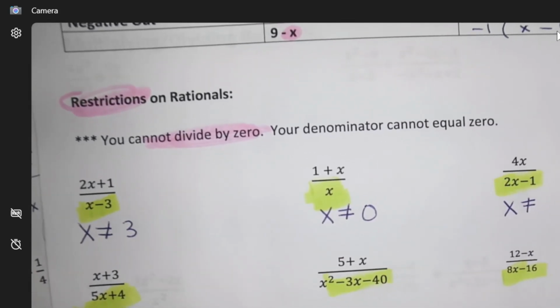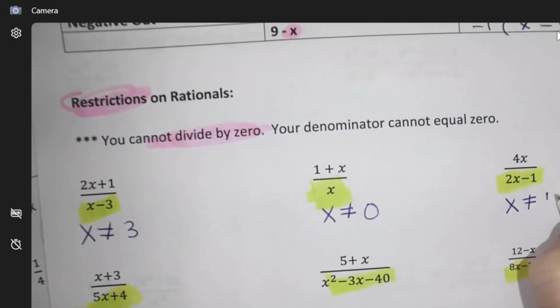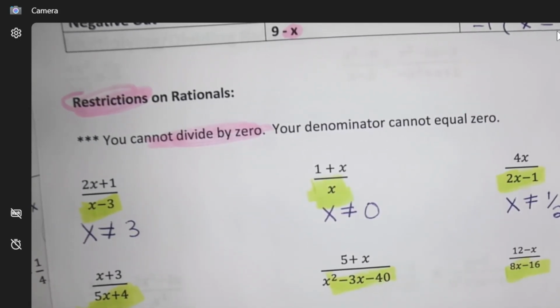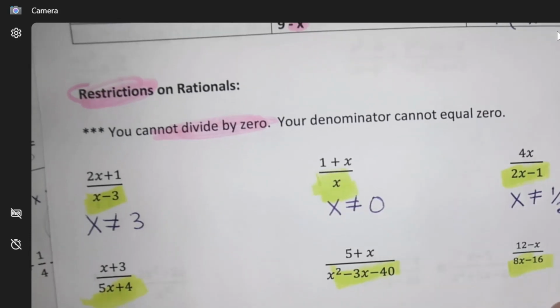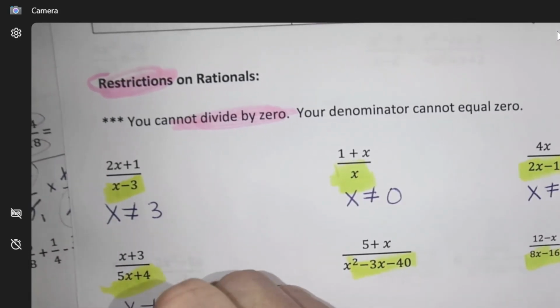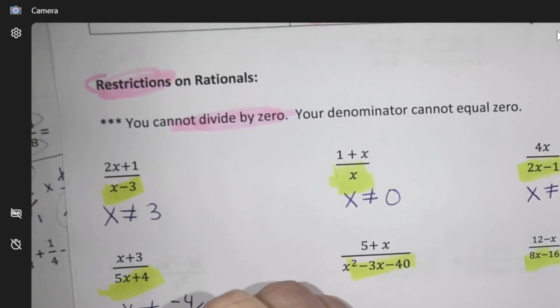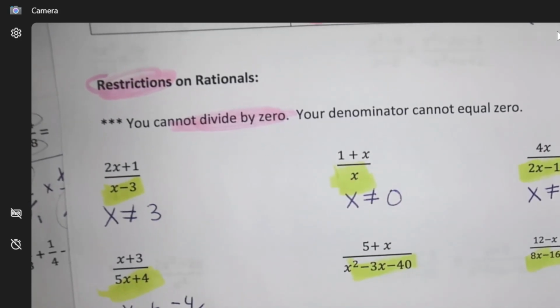Hint, it's a fraction. Opposite divide, right? Opposite divide. This is the same as when you factored, right? So, same thing here. If this was a factor, how would you make it 0? Opposite divide.